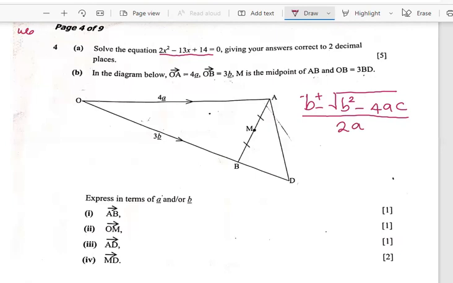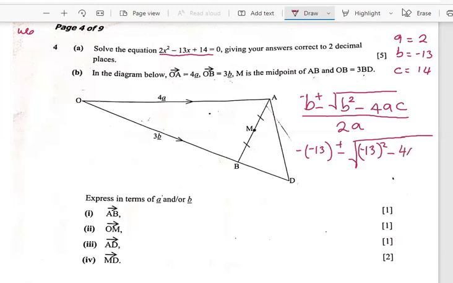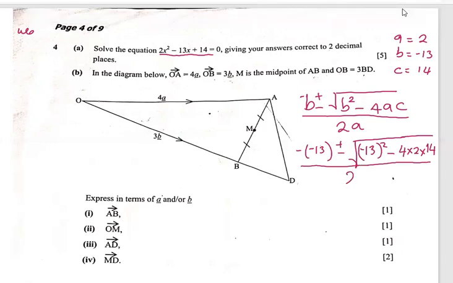So our a is 2, our b is negative 13, and our c is 14. We can make that substitution here. So we're going to have minus negative 13 plus or minus the square root of negative 13 squared minus 4 multiplied by 2 multiplied by 14, and everything we divide by 2 multiplied by 2, which is a. I hope you're following here.